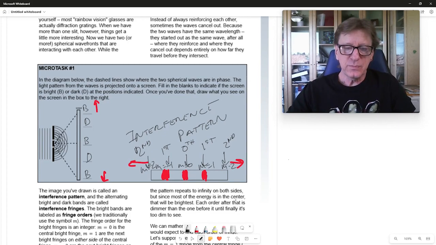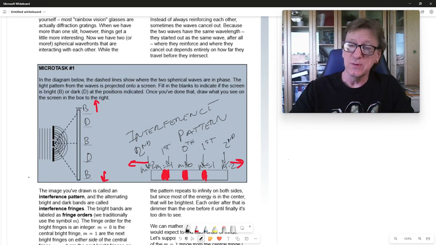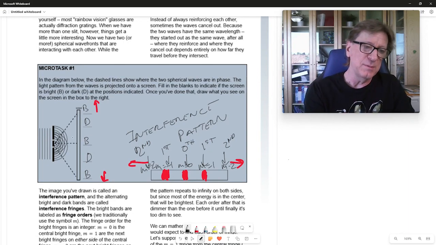Okay, so this right here, this is our interference pattern. And it's very simple to think about. It's simply where my two waves are interfering. I do want to make one comment though.